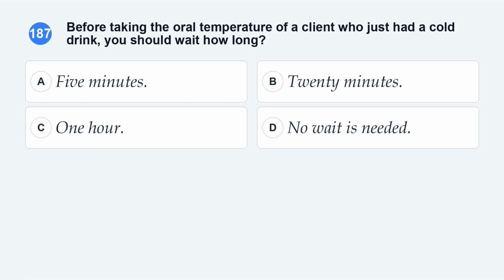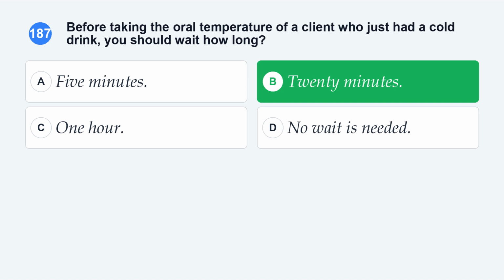Question 187. Before taking the oral temperature of a client who just had a cold drink, you should wait how long? Option A. 5 minutes. Option B. 20 minutes. Option C. 1 hour. Option D. No wait is needed.